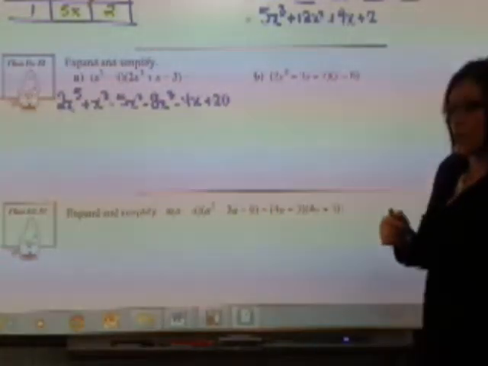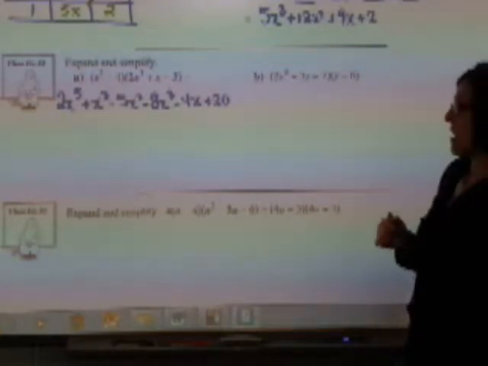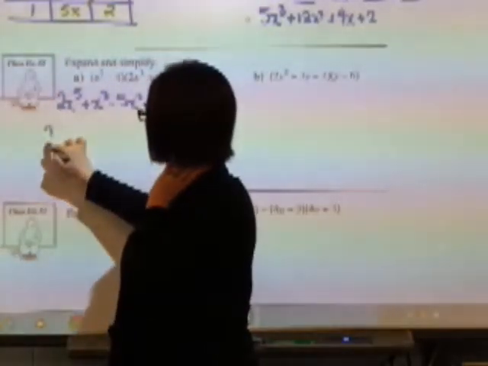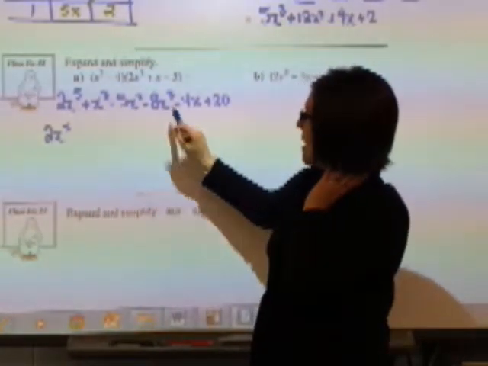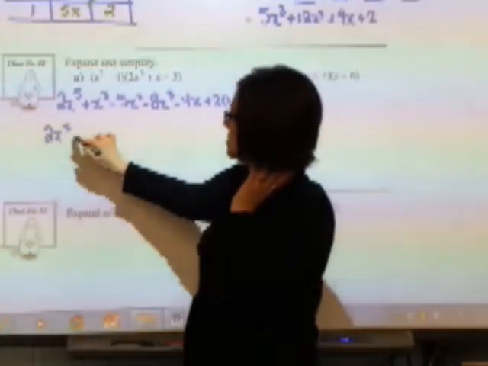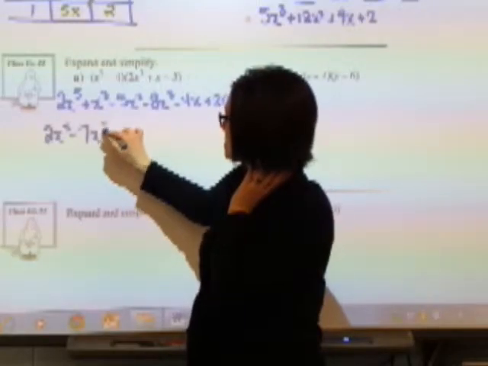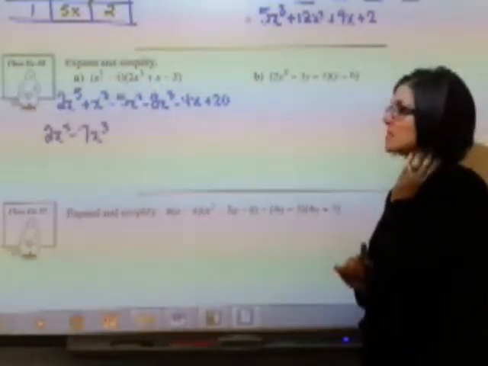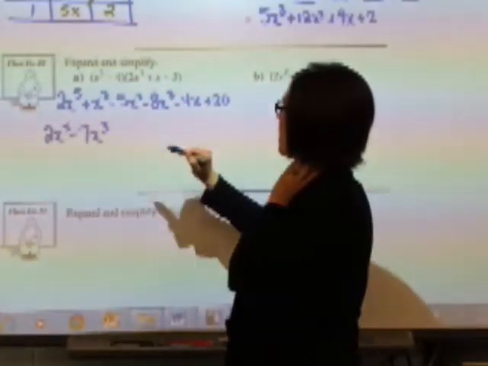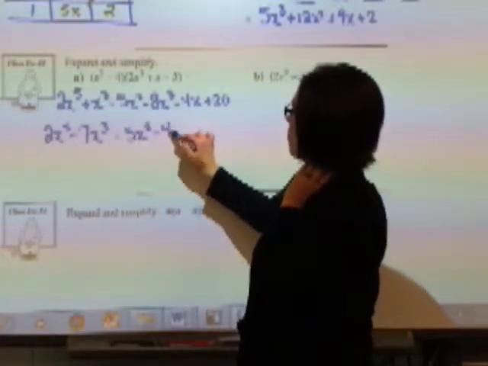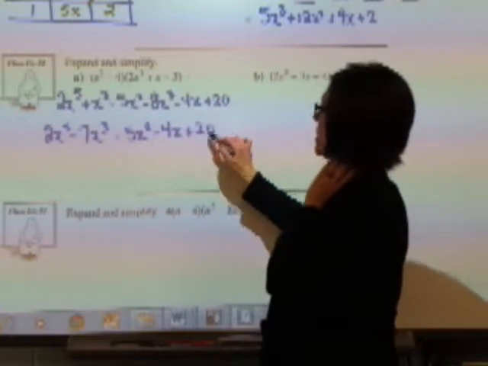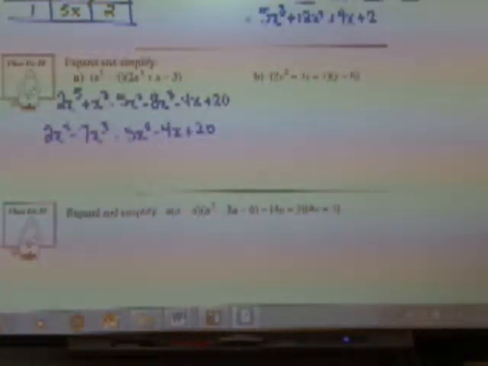So now when I go to collect my like terms, I've got my 2x to the power of 5. Then I have my x cubed and my negative 8x cubed. So I get negative 7x cubed. A negative 5x squared. A negative 4x, and a positive 20. So I still end up with 5 terms in the end.